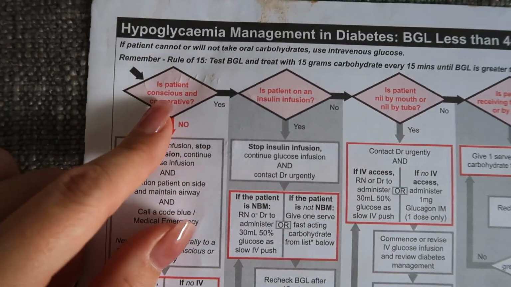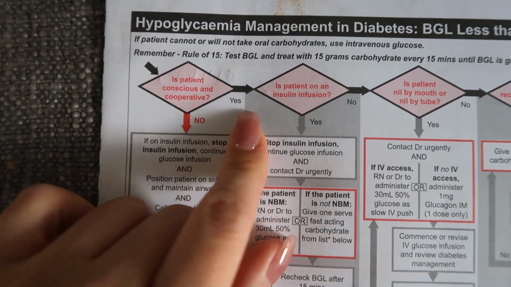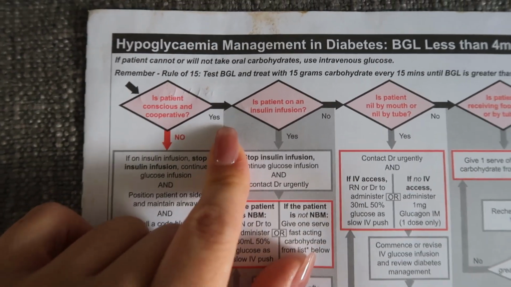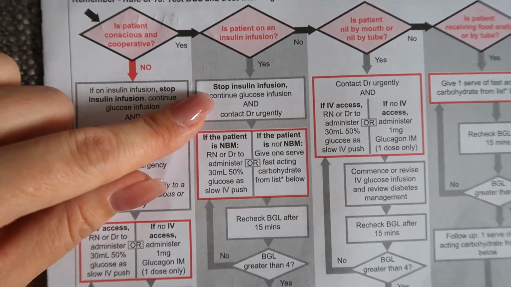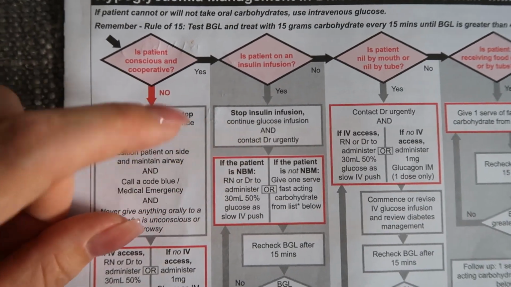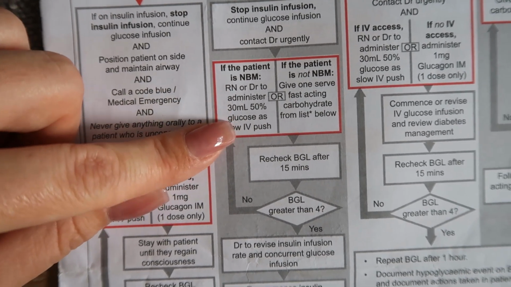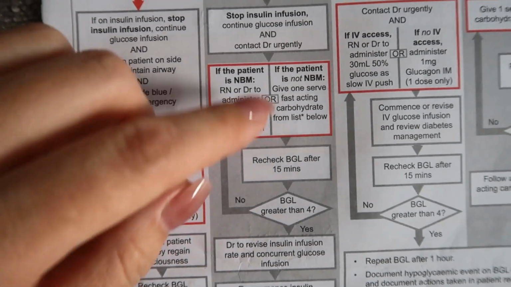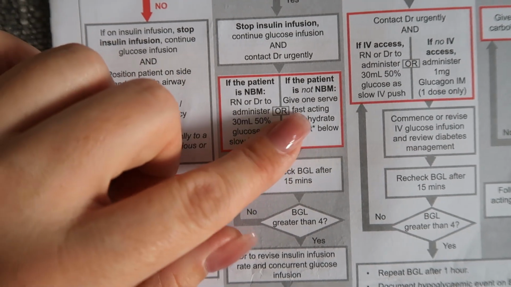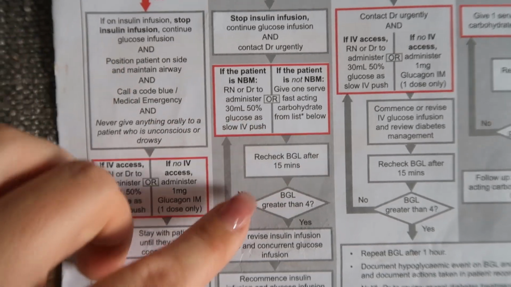Okay, now let's go back here and pretend that the patient is conscious and cooperative. Let's say yes, they're conscious, alert, and cooperating with us. Is the patient on an insulin infusion? If yes, again, you stop the infusion but continue glucose. If the patient is nil by mouth, then the RN or doctor is to administer 30 milligrams of 50% glucose, slow IV push, so similar to this step here. If the patient is not nil by mouth, then give 1 serve of fast-acting carbs from the list below, and I'll show you the list in a second.